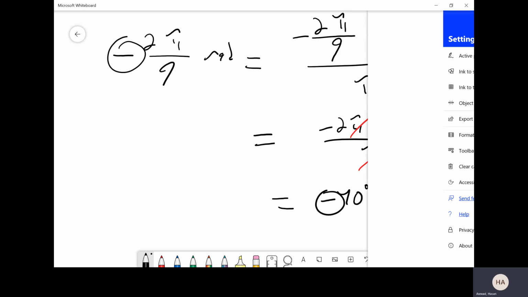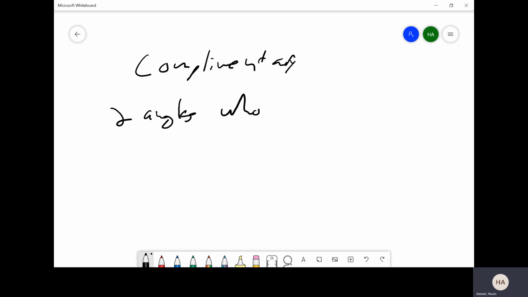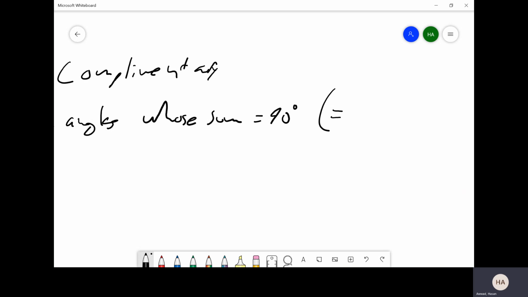Okay, so with all that being said, let's talk about concepts of complementary angles and supplementary angles. So if we're talking about complementary angles, these are going to be two angles that when they add together are going to give you 90 degrees. So complementary are two angles whose sum is 90 degrees. Another way to think about this is two angles whose sum is pi over 2 radians. So I'll just put pi over 2 radians.